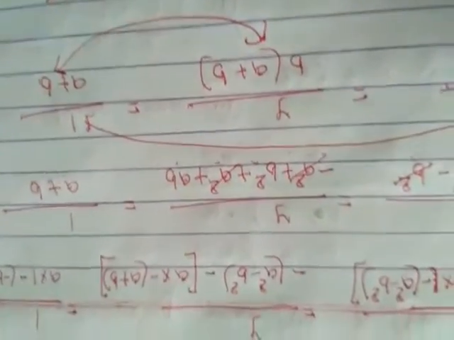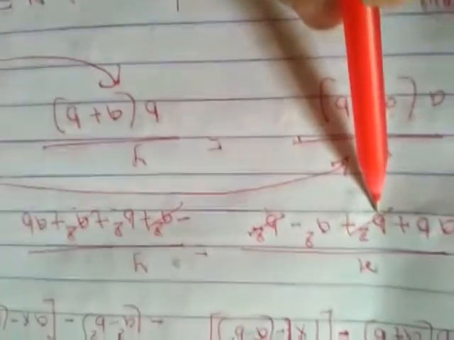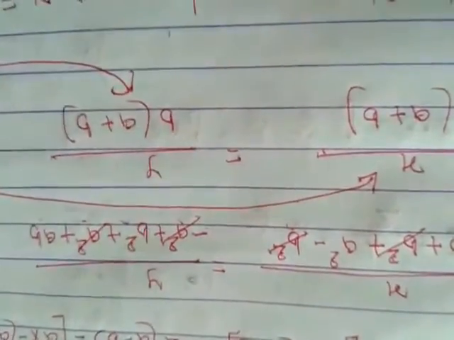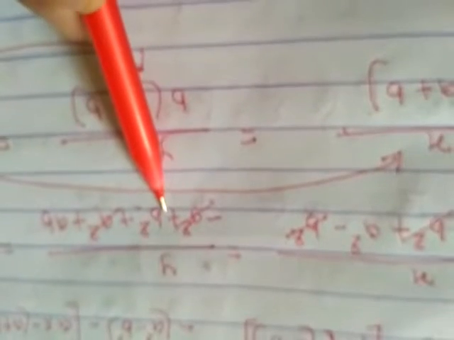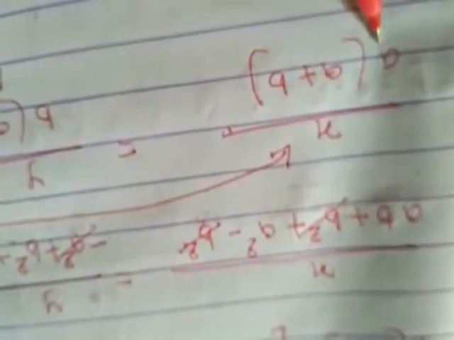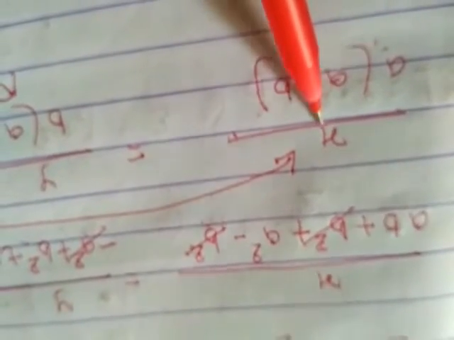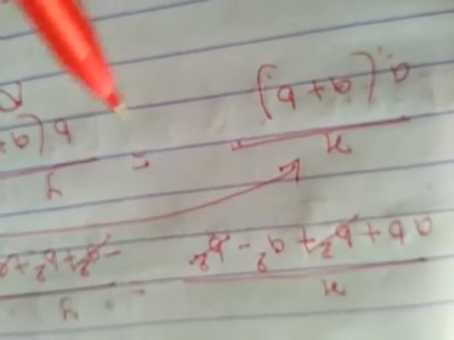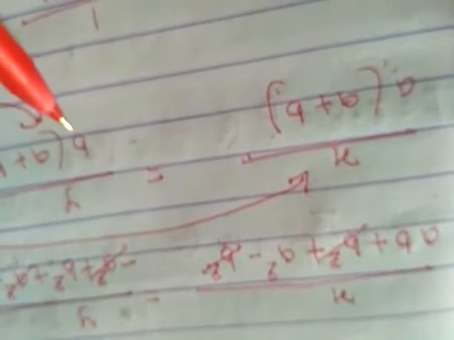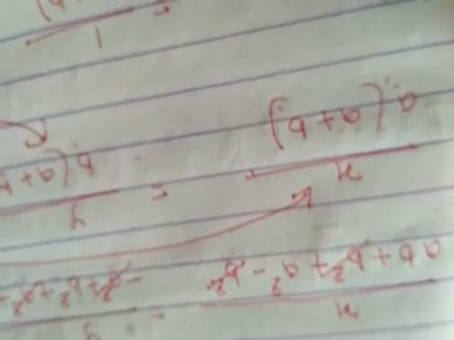Now here plus b square and minus b square will get cancelled, and here minus a square plus a square will get cancelled. So now we take common as a. So we have a x by a into a plus b equals, from this you take the common as b, y by b into a plus b equals 1 by a plus b as it is.